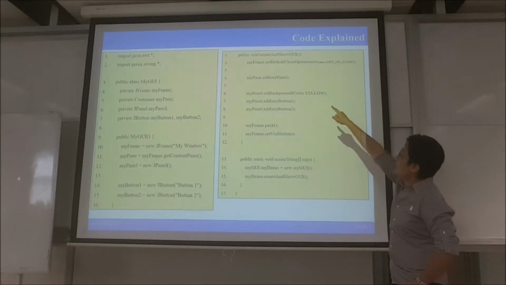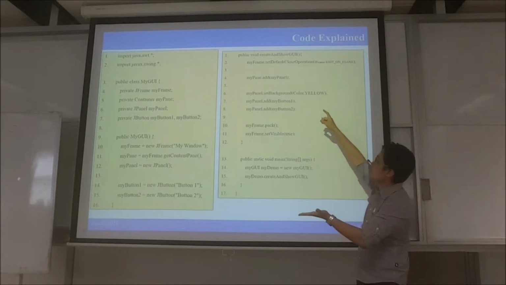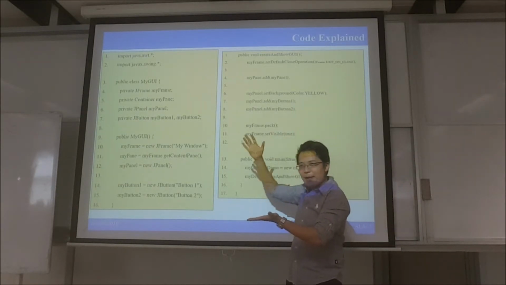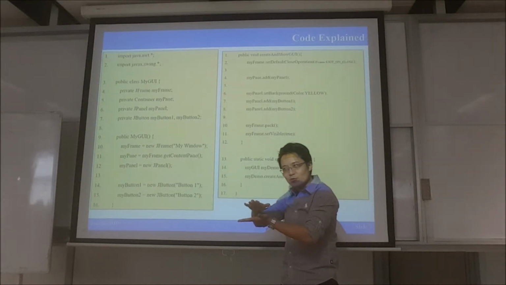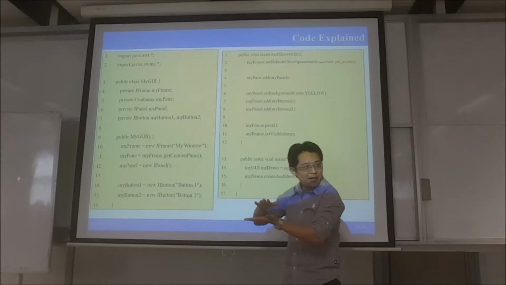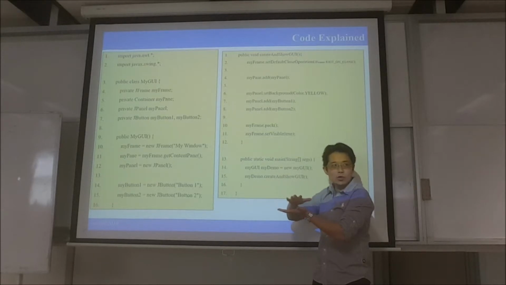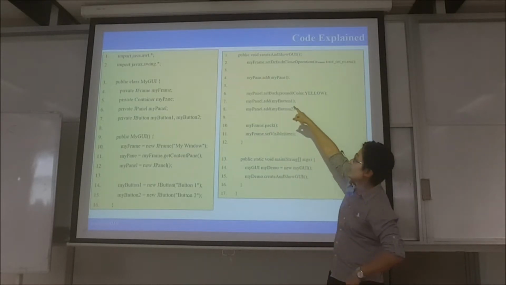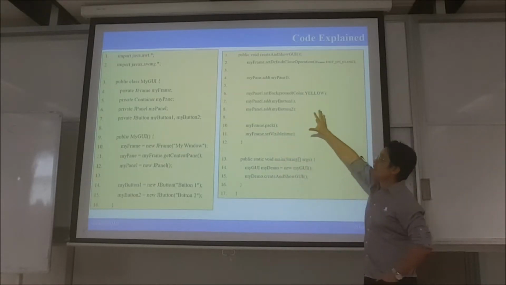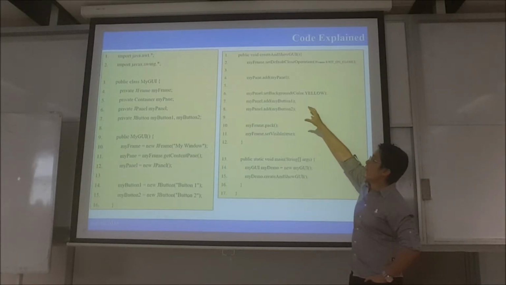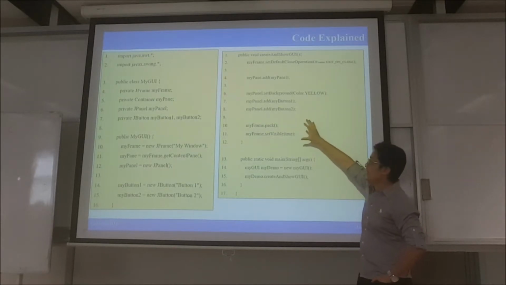Okay, line number 4. After I have the frame, do I have to add pane to frame? No need, because pane is already part of frame. But is panel part of pane? No. I have to add it. That's what line 4 is doing. And then I add panel to pane. Then I can customize it by code here, if I don't like the colors or anything, right?